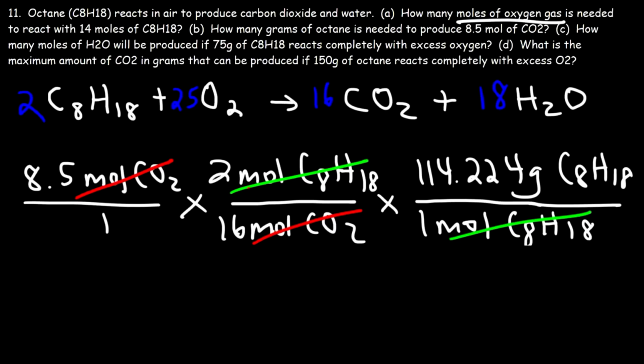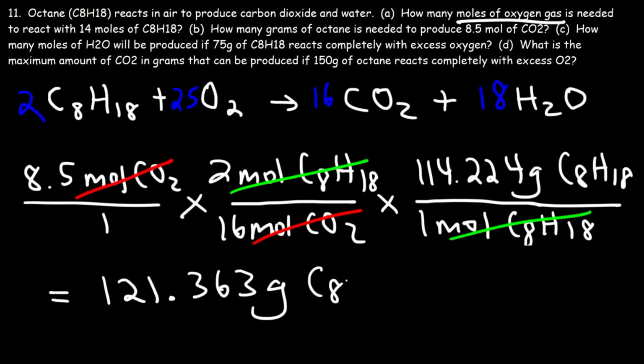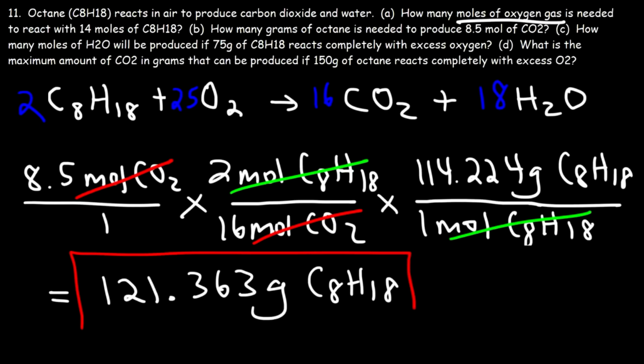So once you have your desired unit, you can now basically do the calculation. So it's 8.5 times 2 divided by 16 times 114.224. And so you should get 121.363 grams of octane. So that's it for this problem.